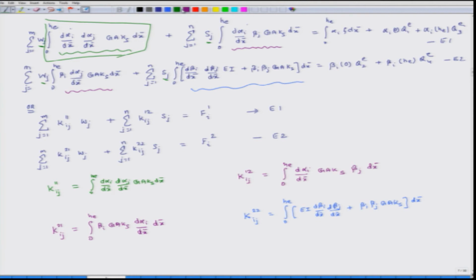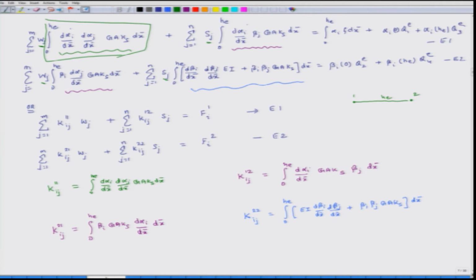So, if I have an element with two nodes, node 1 and node 2, let us say the element is He long, then I will get essentially two equations from the first weak form E1. How do I get two equations? In the first case I give the value of I as 1 and I get one equation. Then I give the second value, I is equal to 2, I get the second equation.